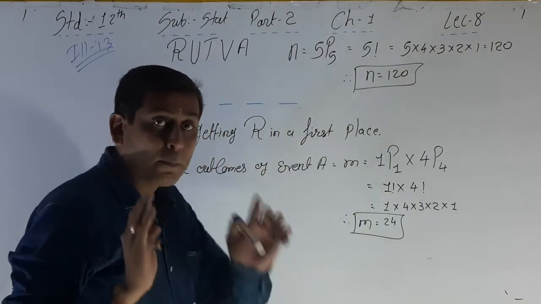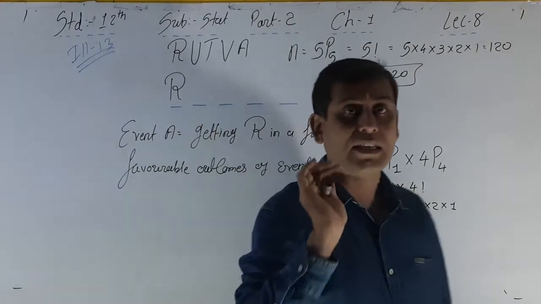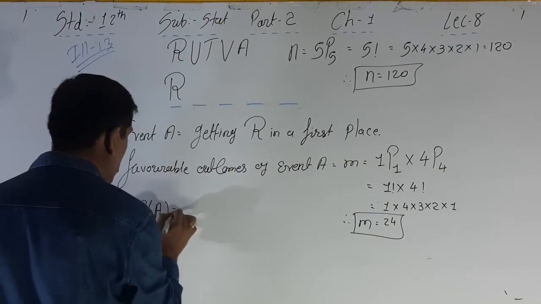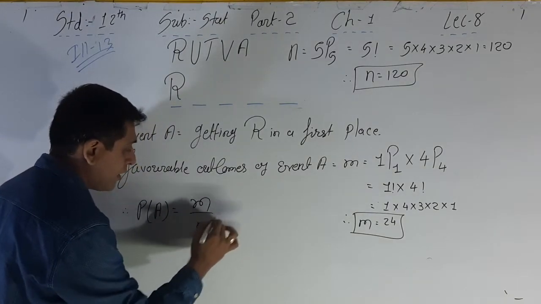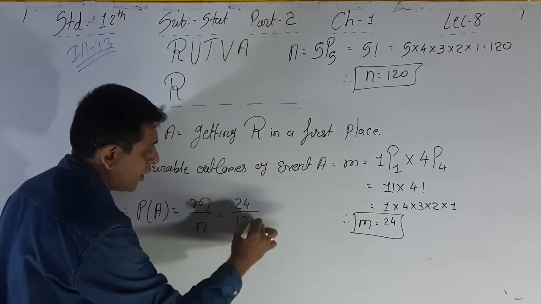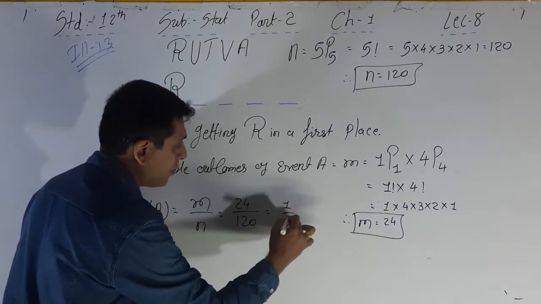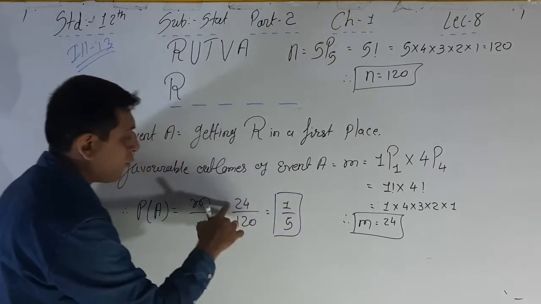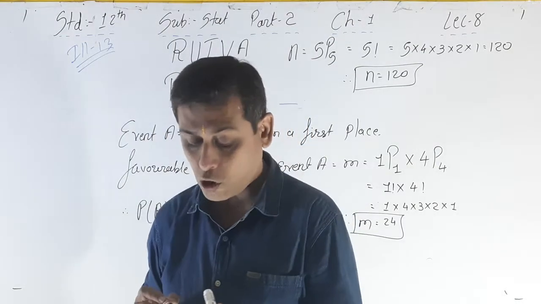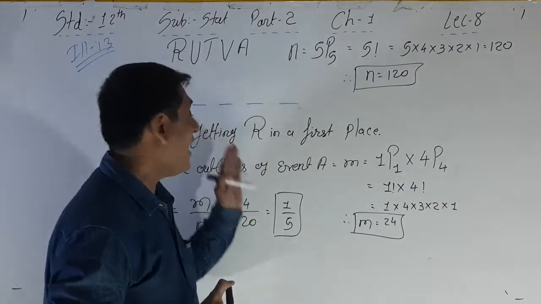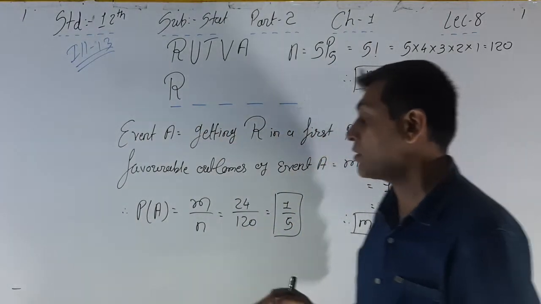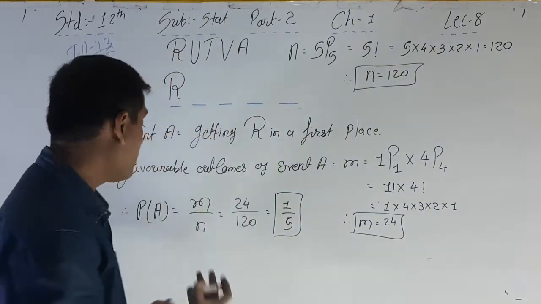Now we want the probability of getting R on the first place, that is P of A. P of A is equal to m upon n, which is 24 upon 120, which is equal to 1 by 5. 24 ones are 24, 24 fives are 120. That's why the probability of getting R on the first place is 1 by 5. Therefore the required probability is 1 by 5.